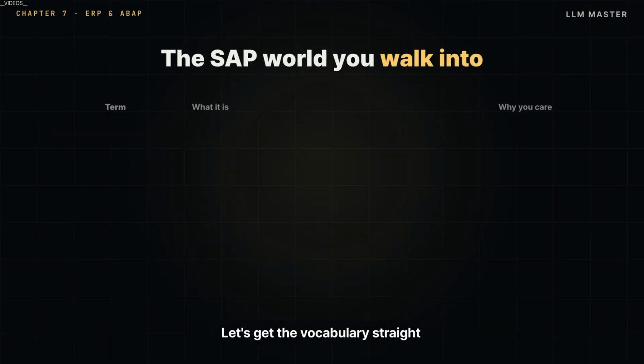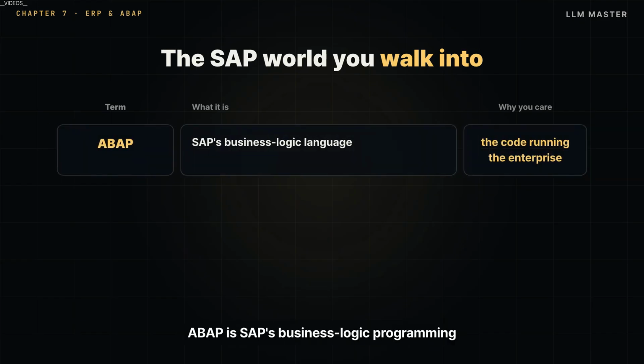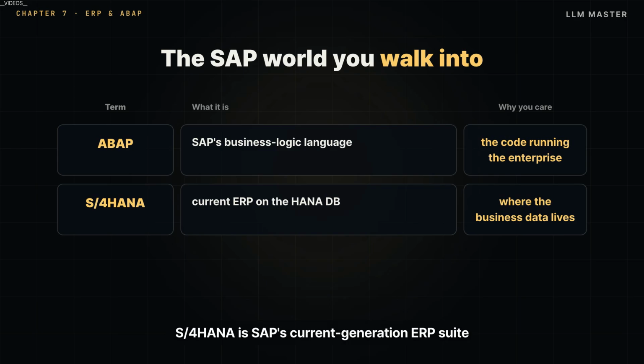Let's get the vocabulary straight, because these four words show up in every enterprise conversation. ABAP is SAP's business logic programming language, a proprietary, database-integrated language that has been running core business processes for decades. S/4HANA is SAP's current generation ERP suite, built on the in-memory HANA database. This is where the actual business data lives. Every invoice, order, and ledger entry.